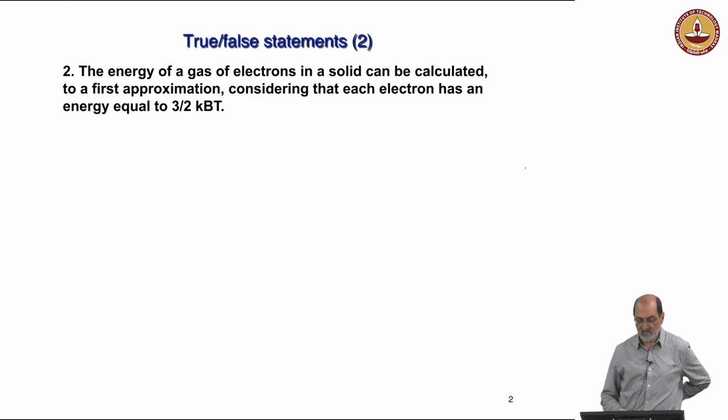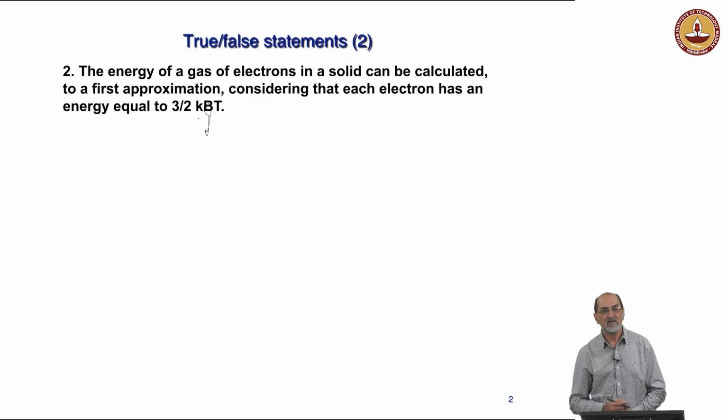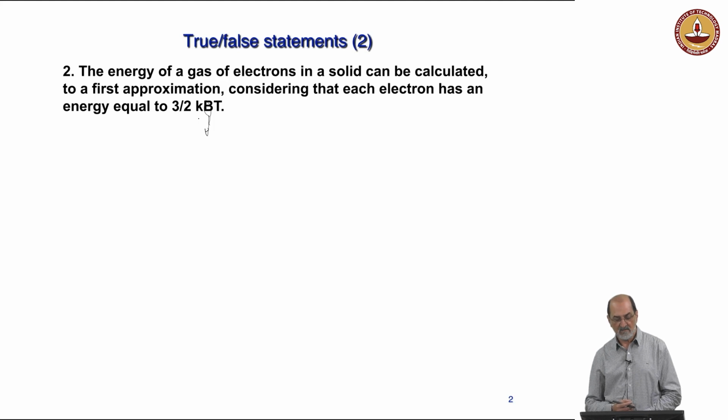The energy of a gas of electrons in a solid can be calculated to a first approximation, considering that each electron has an energy equal to 3/2 k_B T. Sorry, this B should have been a small subscript. That's the Boltzmann constant times the temperature. So in a regular gas, a gas made of nitrogen, for example, and oxygen, the atmosphere, this would be correct. You know, this is the equipartition theorem. In any direction, we have an average energy of 1/2 kT. Since we have 3 dimensions, we have 3/2 k_B T. You remember that?